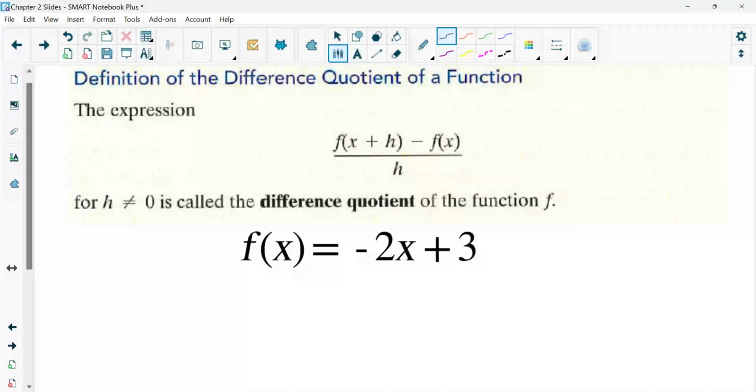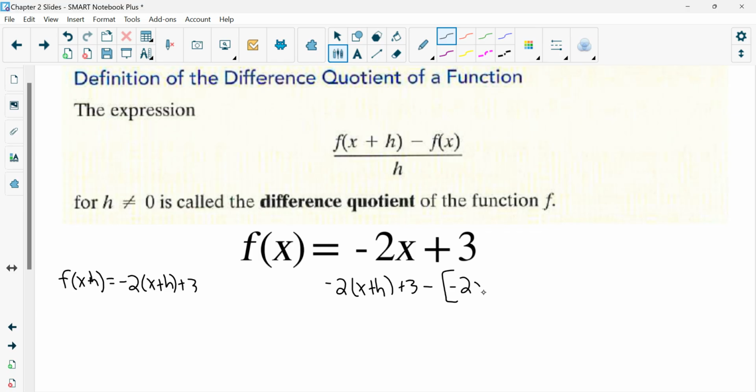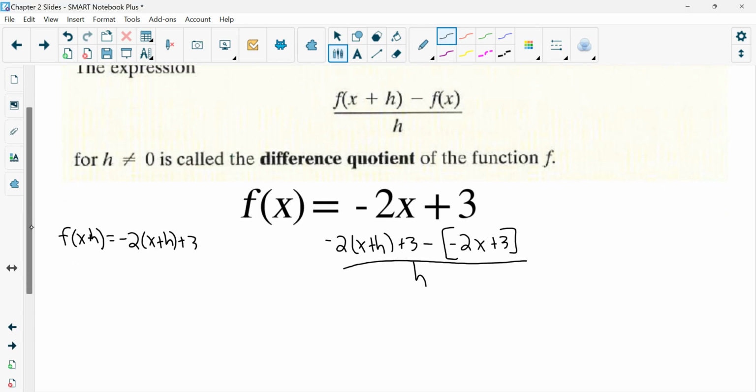All right, so go ahead and take a moment and try to do the difference quotient for f of x equals negative 2x plus 3. All right, so f of x plus h would be negative 2 times x plus h, and then plus 3. So we put that in the first part of our difference quotient. And then we're subtracting our full function, negative 2x plus 3, all over h. And then we start simplifying.